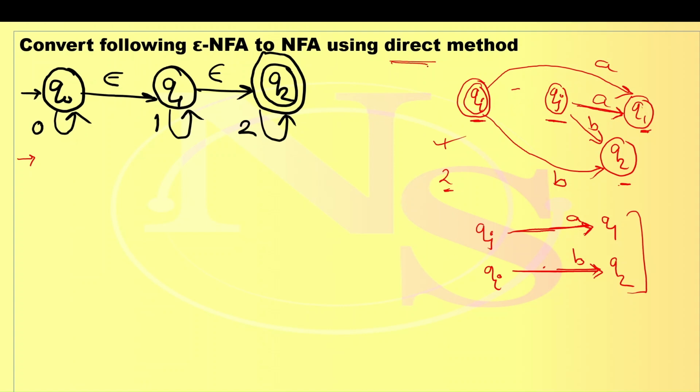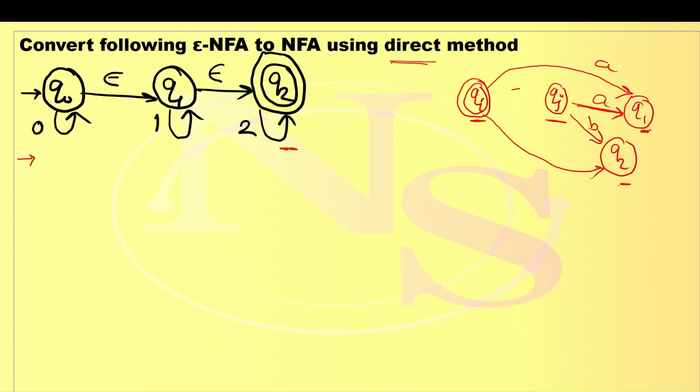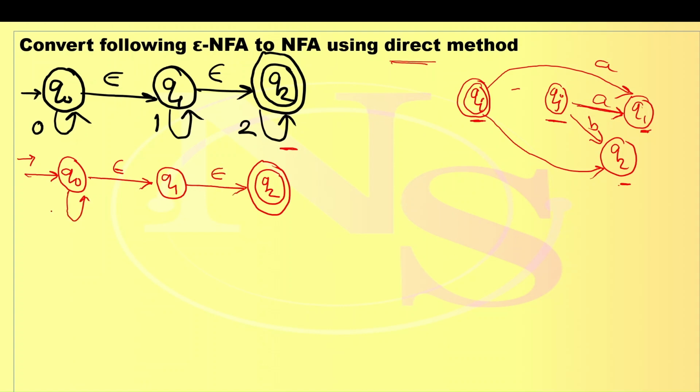Let's understand this and apply it to solve this question, then it will be more clear to you. Let me solve this example. While solving such questions, always start from the last state, or the last final state, here Q2. But before that, draw whatever is there as it is: Q0, Q1, then Q2. Q2 is final, so here it is also final. Then this is the starting state, and this is the epsilon transition. All the self loops stay as they are: Q0 has a self loop for 0, Q1 for 1, Q2 for 2.